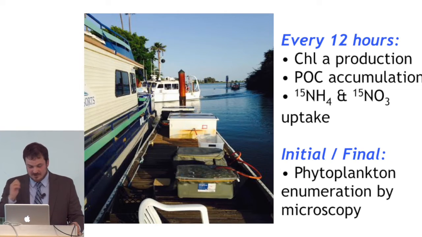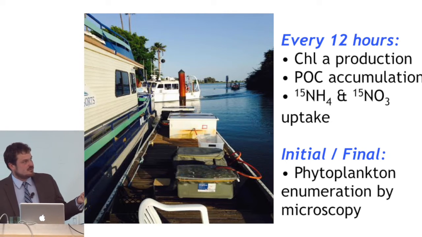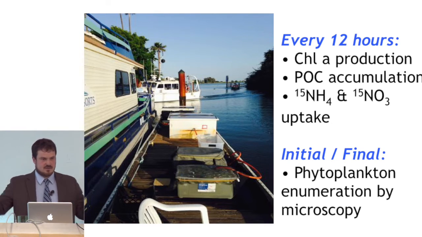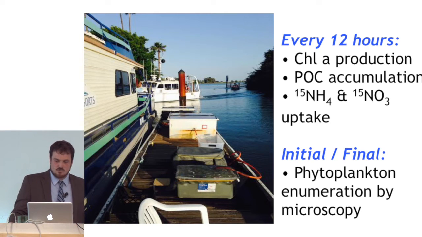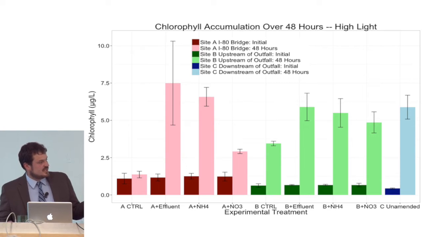And so every 12 hours, over 48 hours, we measured chlorophyll A production, the accumulation of particulate organic carbon, the uptake rates of ammonium and nitrate using a 15N stable isotope tracer method, and then also looked at the phytoplankton community at the beginning and end of the experiment, again with all of these different treatments. And so what did we find? Well, this is chlorophyll accumulation under the highlight treatment. These are all the upstream sites in red and green, and then the downstream site in blue.